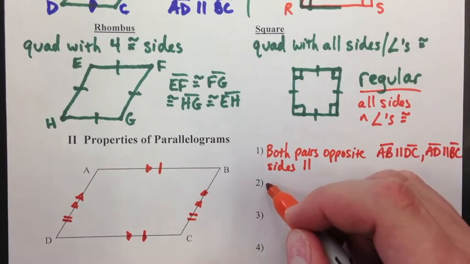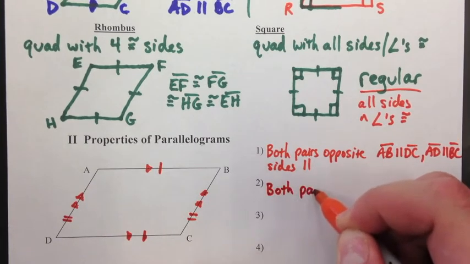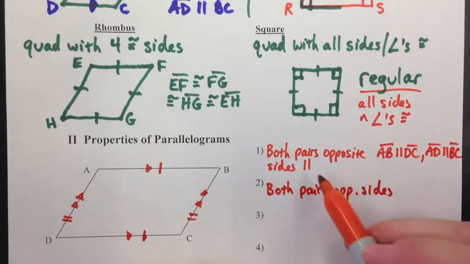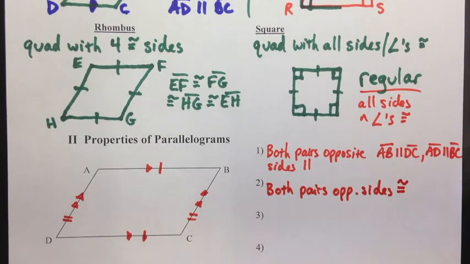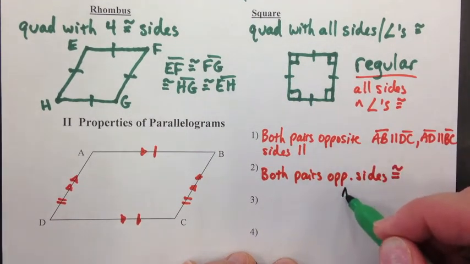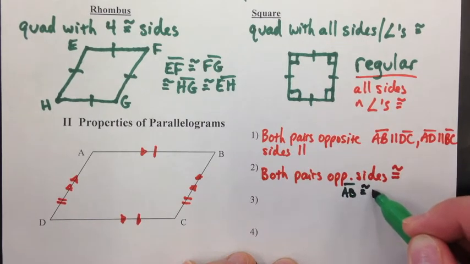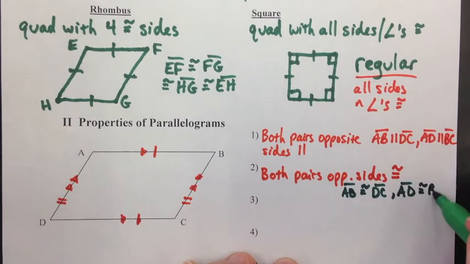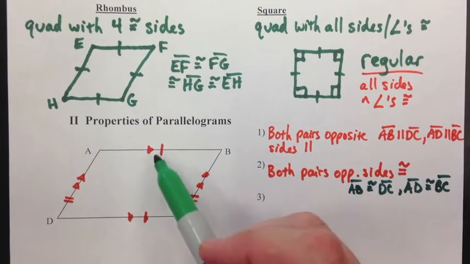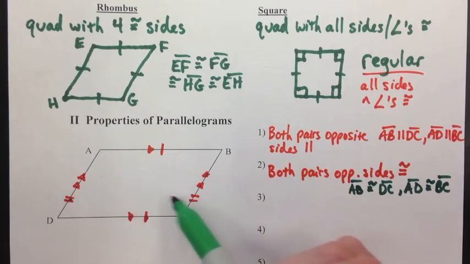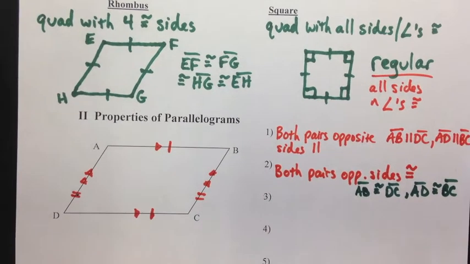So the second property, both pairs of opposite sides, not just parallel, but also congruent. Both pairs of opposite sides congruent. So we can say that segment AB is congruent to segment DC, and segment AD is congruent to BC. So the top and the bottom, they're parallel, yes, but they're also congruent. And the left and the right side, they're opposite. They're also congruent and parallel.